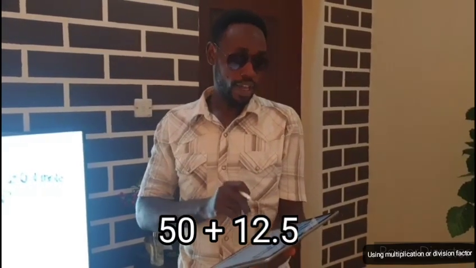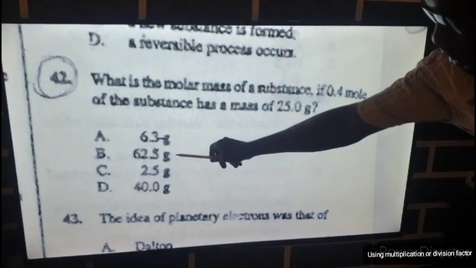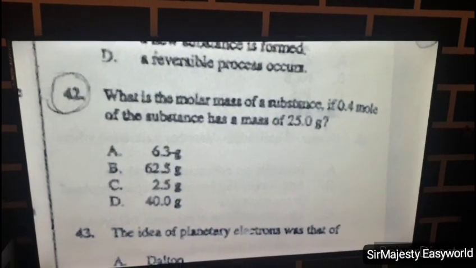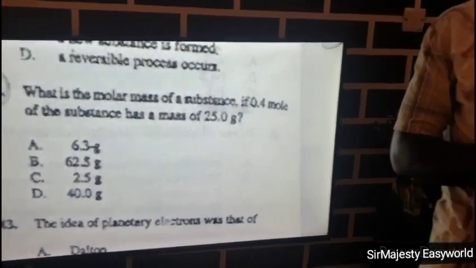By the idea of multiplication factor and division factor, you see that the answer is 62.5. This is what we call using your discretion to check the options. I have not used my calculator, but having noted that the answer cannot be less than 50, I'm lucky that there's only one option, option B, that is more than 50. A, C, and D are all below 50, so the answer is automatically B. So this is a way to save time.